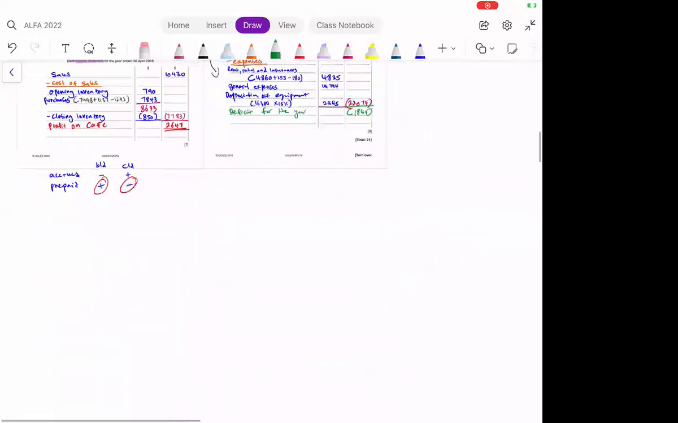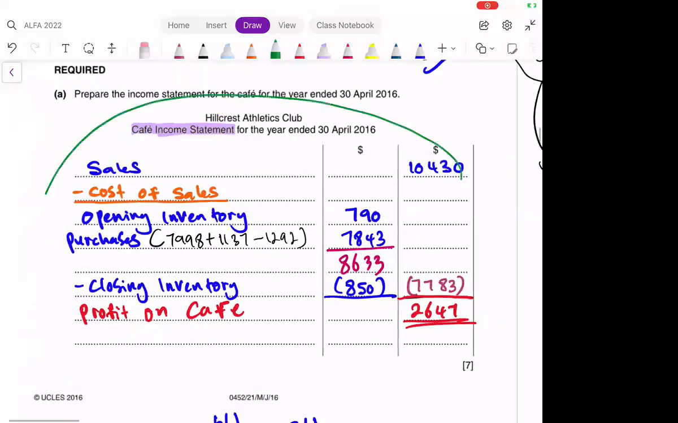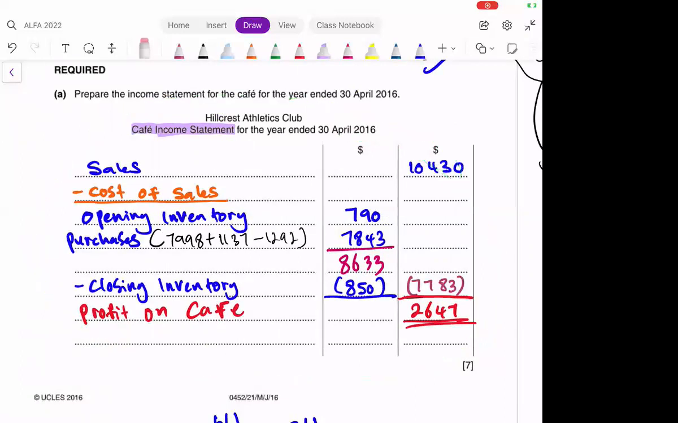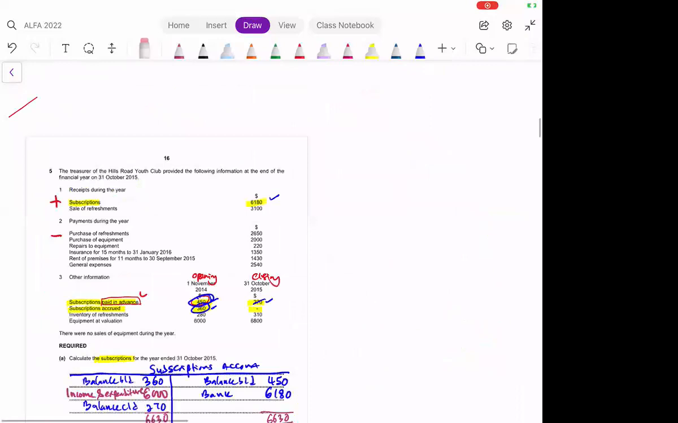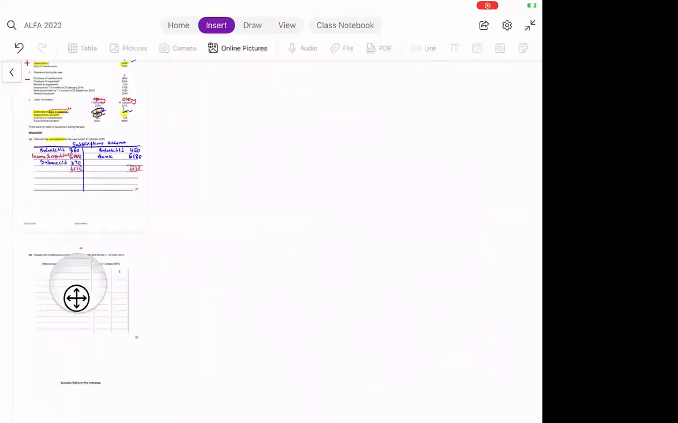Now we will do the second one. The second thing that we learn in today's class is the cafe income statement. We learn the cafe income statement, so we do one exercise on it. For the second question, can you go to the Hills Road Youth Club?